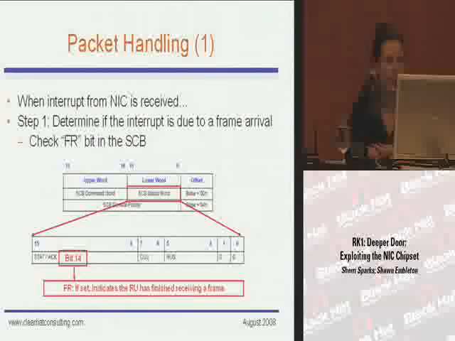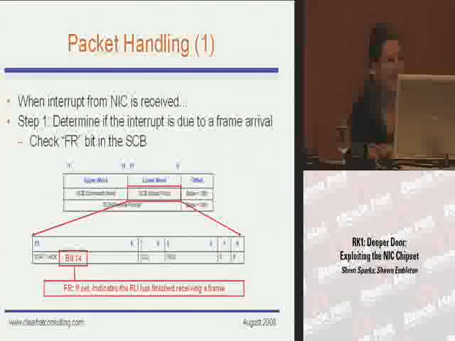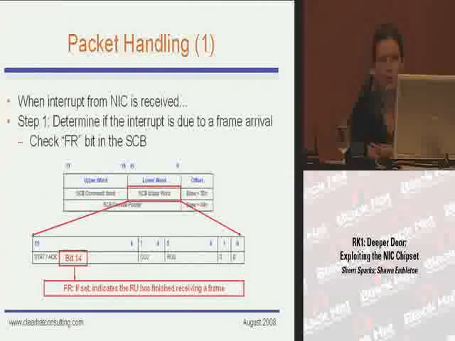So we can check the FR bit by checking the SCB status word. Bit 14 is the status bit for the FR interrupt. And if it's set, it indicates that the receive unit has finished receiving a frame.